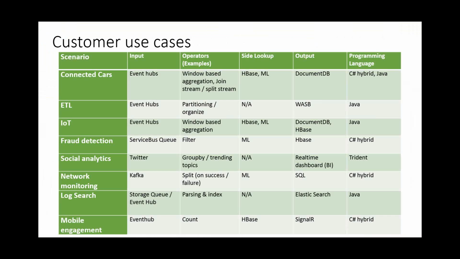One of the companies, for example, pushes the data through the gateway into event hub, and they have a small Storm cluster that just converts that data into ORC format, so it is ready for Hive queries in a performant format later on. IoT is very similar to the connected car, and again, the list goes on: fraud detection, social analytics, and many others.